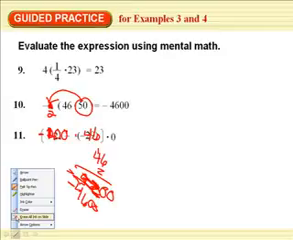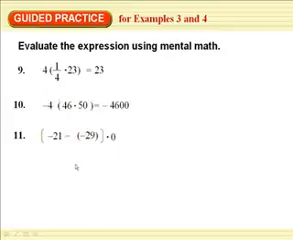Wait a minute, let me get off of this. Oh, shoot, anything times 0 is 0. So it doesn't matter what's inside there. When we multiply it times 0, the answer is 0. That one's easy.